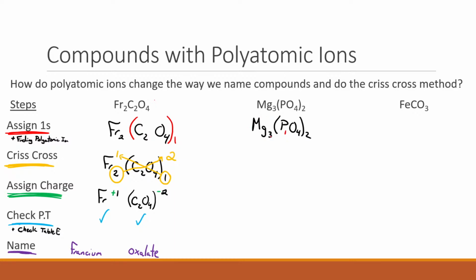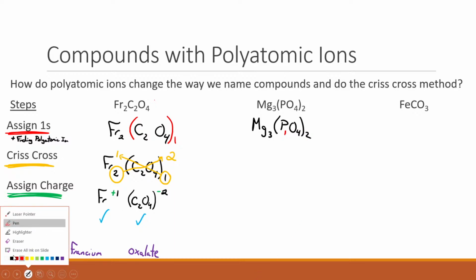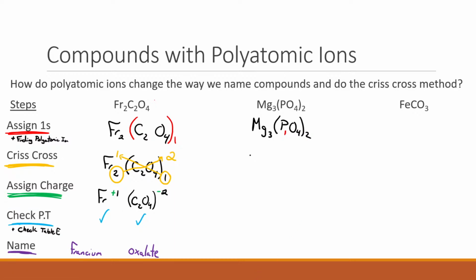The magnesium has a number. The oxygen has a number. The polyatomic ion is already found and marked. Right? There's not one of them, there's 2 of them this time. So the only thing we need to do in step 1 here, assigning our ones, is put a 1 for our phosphorus. Then we're going to crisscross.